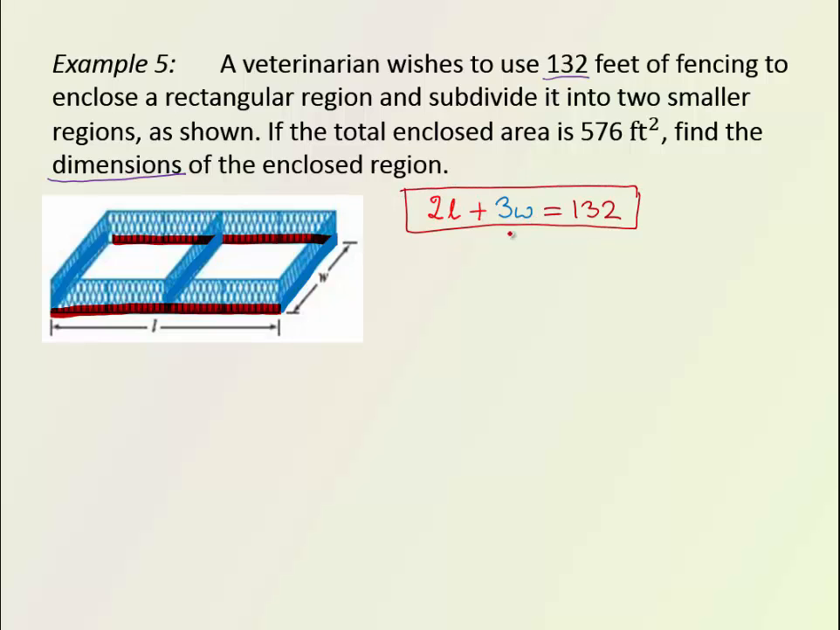Since we have 2 variables, we need another equation. And the other equation comes from the information about area. The total area of this enclosed region is 576. But what is the area of a rectangle? Well, length times width. So length times width is 576. Now we have 2 equations with 2 variables, so it's possible to solve. How can we do that? Solve the first equation for L, for example. I will get 132 minus 3W divided by the leading coefficient 2.